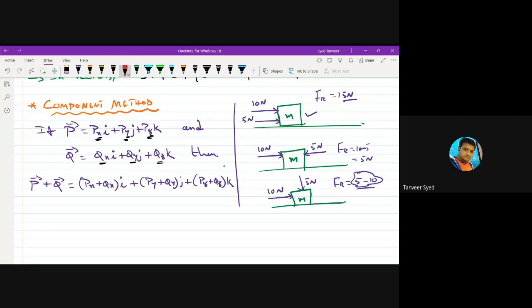What are we doing here? We are adding the components of each vector which are in the same direction. Px and Qx are in the same direction I, that's why I'm adding them. Py and Qy are in the same direction J, that's why we are adding them. Pz and Qz are in the same direction K, that's why we are adding. So in vectors, you can add those components directly, just like scalars, which are in the same direction, like this. 10 and 5 are in the same direction, so its sum will be 15.